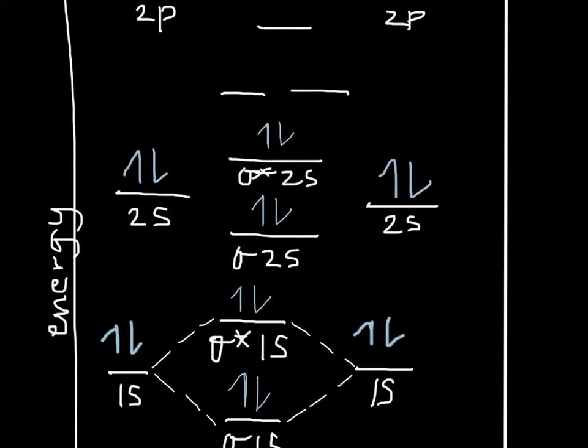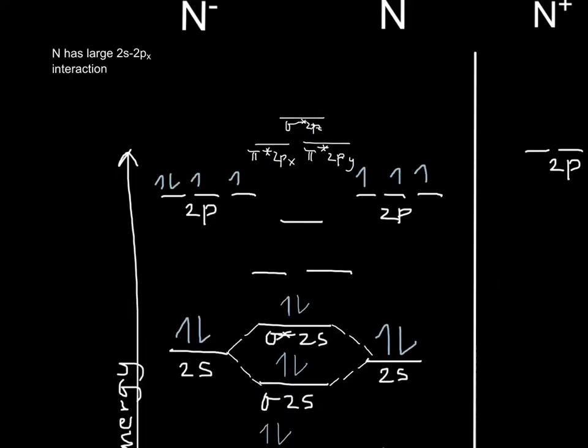It is important to also note that you must fill up the bonding orbitals first, as they are at lower energy in comparison to the antibonding orbitals, which are at higher energy. It is also important to note the molecular orbital order for the 2p orbitals. Due to the fact that N has a large 2s, 2px interaction, the pi bonds are lower in the molecular orbital order, which I had written down here.